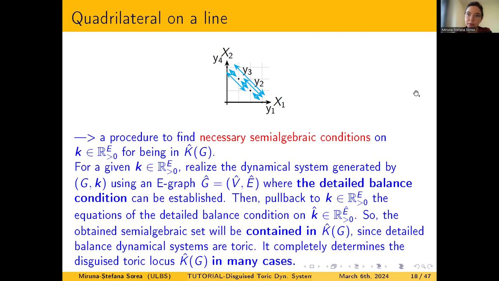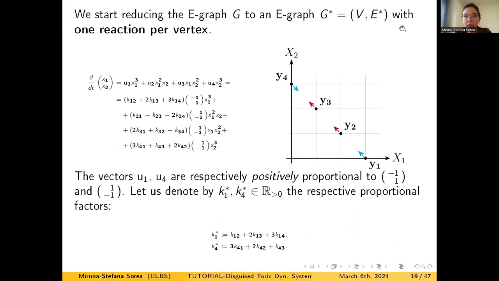Okay. What happens concretely? Again, since we use this systematic procedure, we reduce the graph G, the complete directed graph on four vertices, to one reaction per vertex in the network here, in this picture. There's just one instance of such a thing, because the red arrows, as we will see soon, can have different directions. So how do we do this?